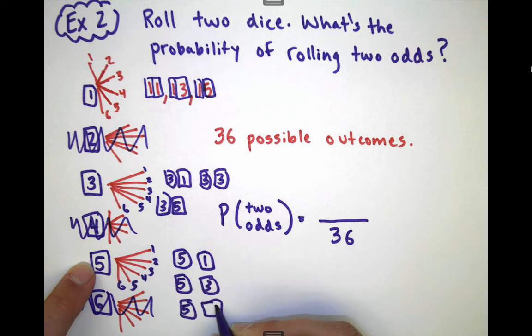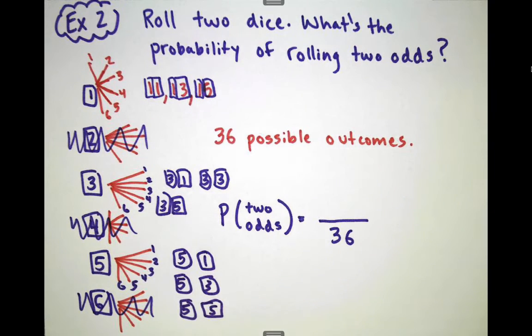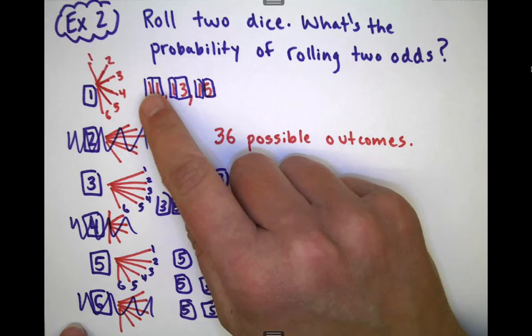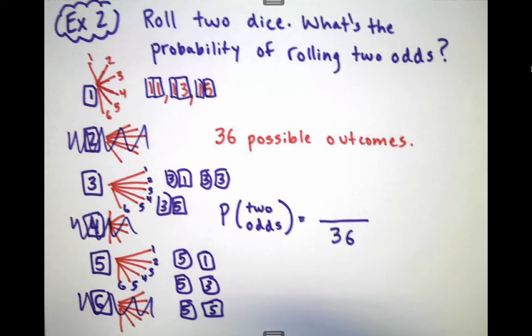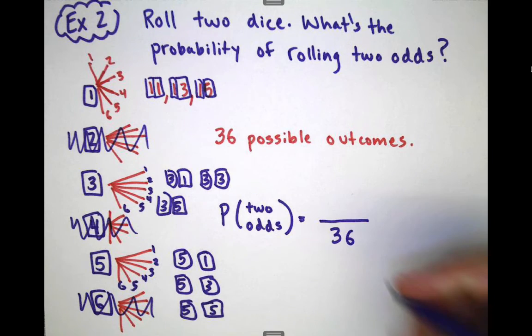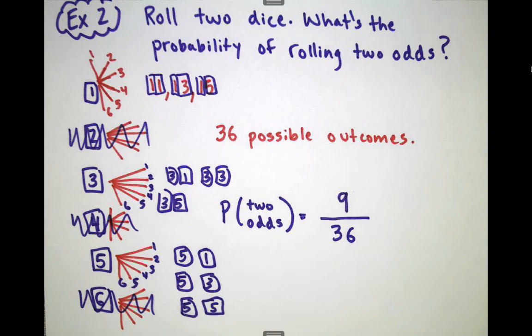So how many possible ways can I get 2 odd numbers? Well, there's 1, 2, 3, 4, 5, 6, 7, 8, 9. There are 9 ways I could get double odds. So the probability of 2 odds is 9 out of 36.